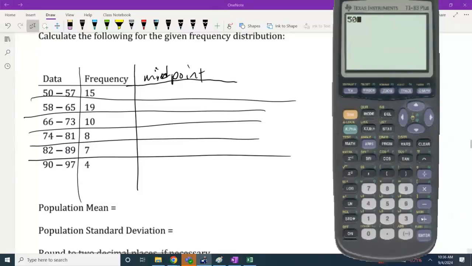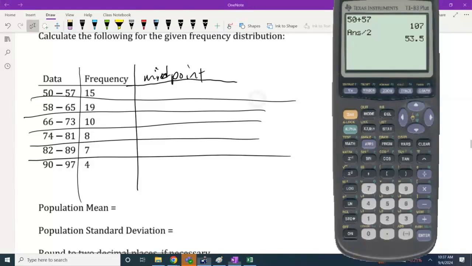All right, so 50 plus 57. Now I am hitting enter before I divide. So you're essentially finding the average. That's right. So notice I added, I hit enter, and now I'm going to divide by 2.